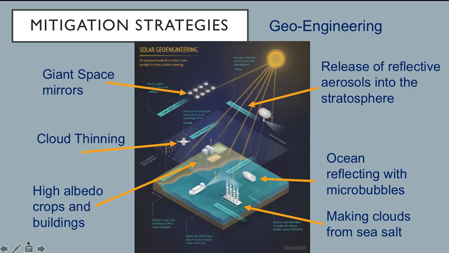Here are some more geoengineering ideas. Send giant mirrors into orbit to reflect sun rays. Release reflective aerosols into the stratosphere to reflect the sun's rays. Thin cirrus clouds, which have a net warming effect. Develop high albedo crops and buildings. Also, release microbubbles into the ocean to make it more reflective, like an ocean mirror, reflecting the sun's rays. And like I already mentioned, using ships to spray sea salt in order to make light reflecting clouds.